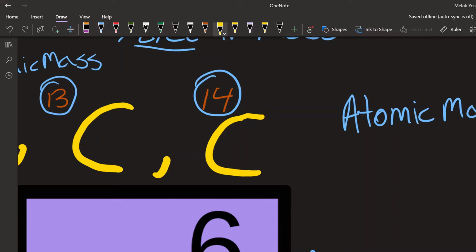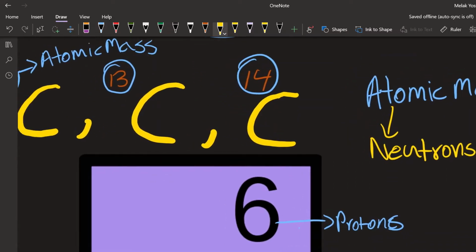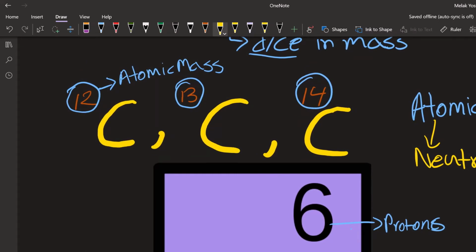has 2 components. It has neutrons and protons. Now, if we establish the protons stay the same, then the difference in mass could only be accounted for by the difference in the number of neutrons. So, for example, carbon 12 has 6 neutrons. I'm going to change the color of the pen right now just to illustrate.